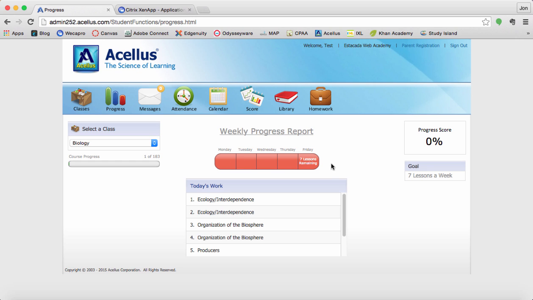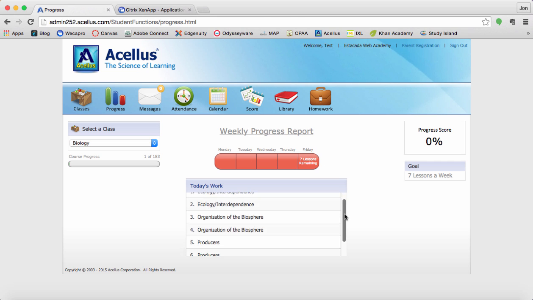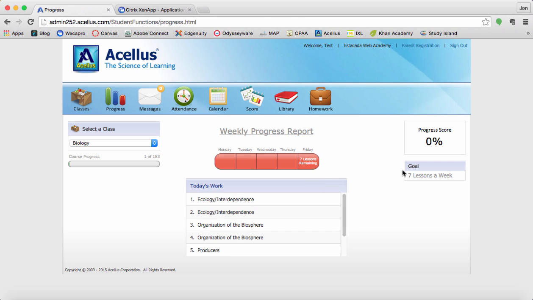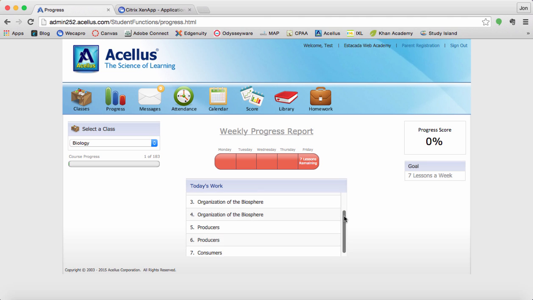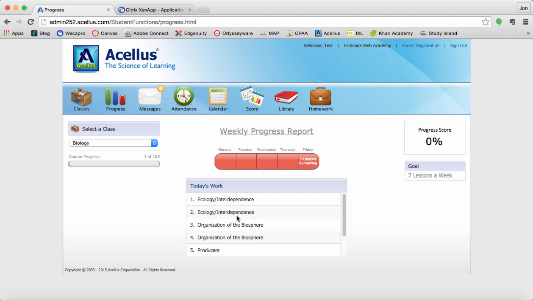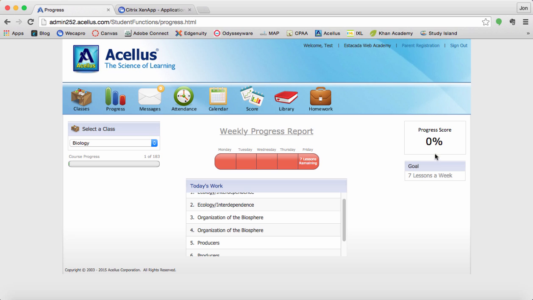And then every time you log in, you can see what you need to do for the week. And then it gives you right here a list of, okay, if this is your goal, 7 lessons a week, and you want to do it by Friday, then you need to do these lessons. It lists out 7 for you. You can't click on them, but it gives you an idea of what you need to do in terms of getting through stuff. And then over here, your progress score, this is where you know what your grade is. 90% and above is an A, 80% and above is a B, the usual, unless you're taking the class for pass, fail.